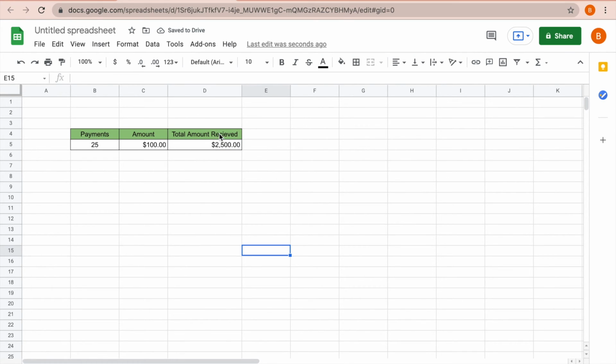What's good about using the equations is if you want to change the number of payments or any number really, it's going to change the result over here automatically. So say we have $1,000 instead. It's going to change it over here to 30,000.